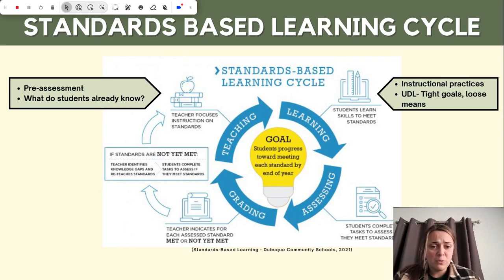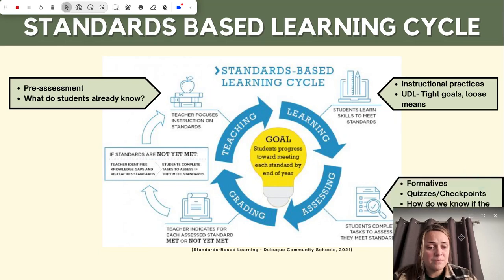Then we go into our instructional practices where students learn those skills that they don't have. And this is where we push in our UDL, our Universal Design for Learning. Our tight goals, those are our standards, and loose means. How students get there is how students get there. What do you care if a student writes an essay compared to does a voice recording, as long as it includes those key components? That's something that we've embedded into our district and that we truly believe in for all students' abilities. And that's something that really ties into assessments.